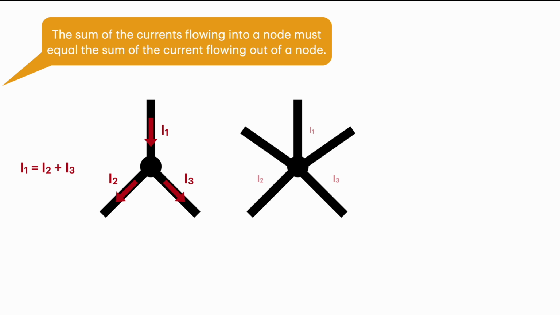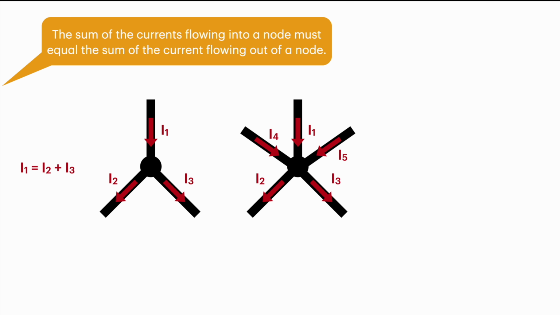But looking at a little bit more complex intersection, so we have still I1 flowing into the node and we still have I2 and I3 flowing out of the node. We now also have I4 and I5, which are both in this case flowing into the node. So now it gets a bit more complicated.